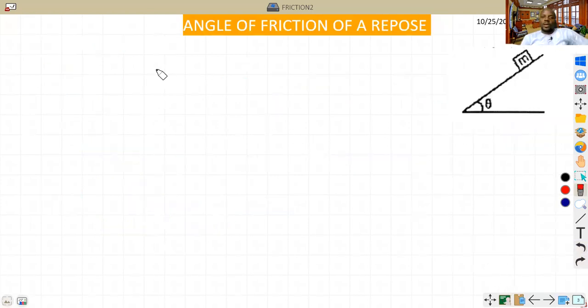Now we have angle of friction and angle of repose. About angle of friction, which is another important thing we need to study, we need to be careful because there are a lot of things we need to understand. Before we talk about angle of friction, my dear students, we will talk about the angle of repose. Many times, students think angle of friction is the same as angle of repose. But let me give you the differences between them.